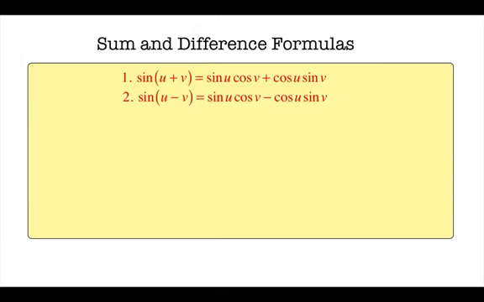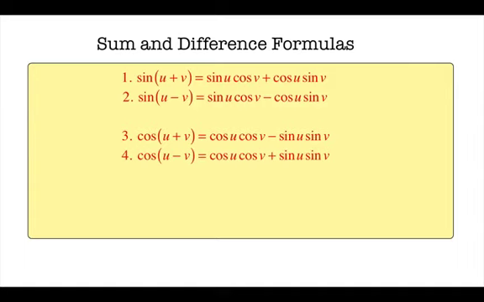Now let's go to cosine. Cosine u plus v is equal to cosine of u cosine of v minus sine u sine v. 4. Cosine of u minus v is equal to cosine u cosine v plus sine u sine v.